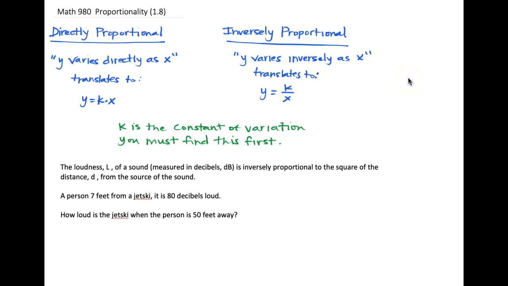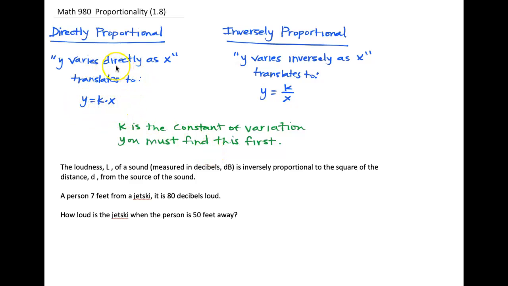All right, in this video, we're going to be talking about proportionality. And with this, we are going to talk about what it means if something is directly proportional or inversely proportional. If it's directly proportional, then we'd have a statement that says like y varies directly as x, and that's going to translate to y equals k times x. Now this k is the constant of variation in this formula.